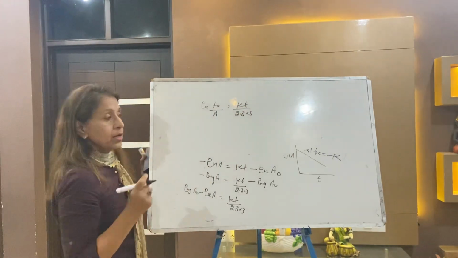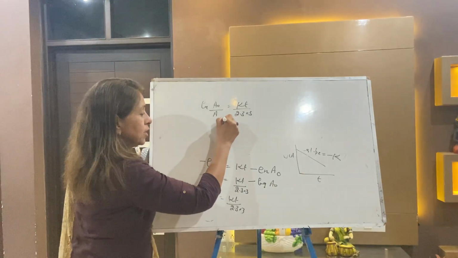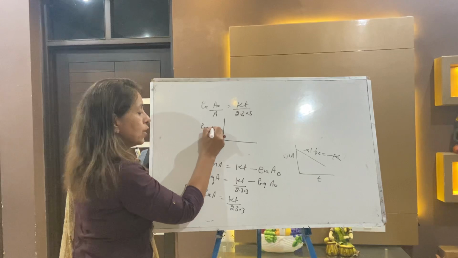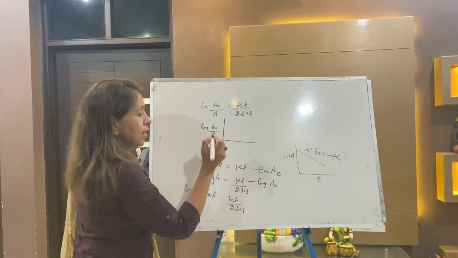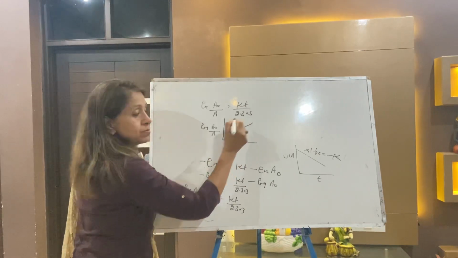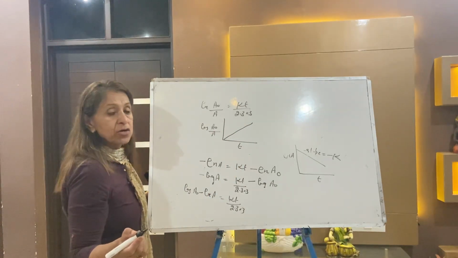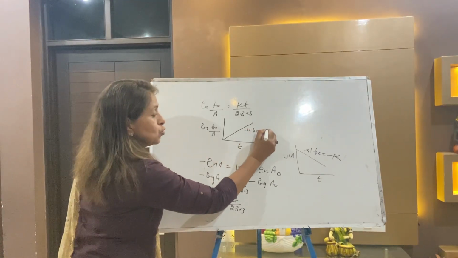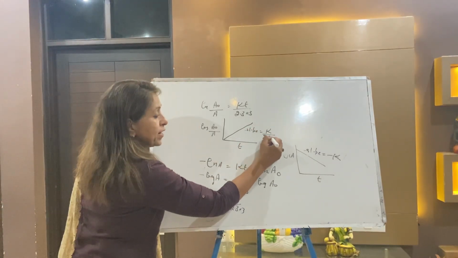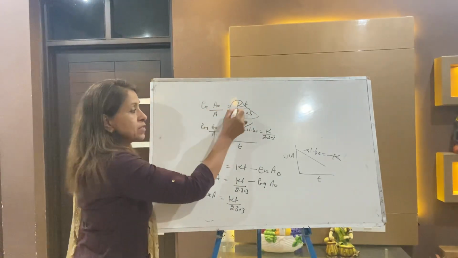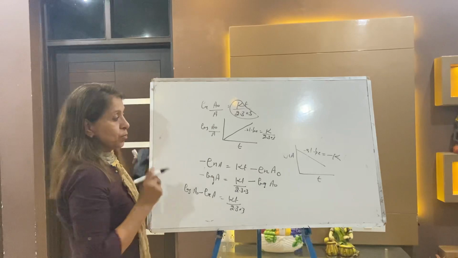Now it is log A0 by A is equal to kt by 2.303. Now if you plot a graph by taking log A0 by A on the y-axis and time on the x-axis, the graph is a straight line of this type. Now it's not negative because the slope is positive. Now the slope is equal to k by 2.303. This is your slope, y is equal to mx.